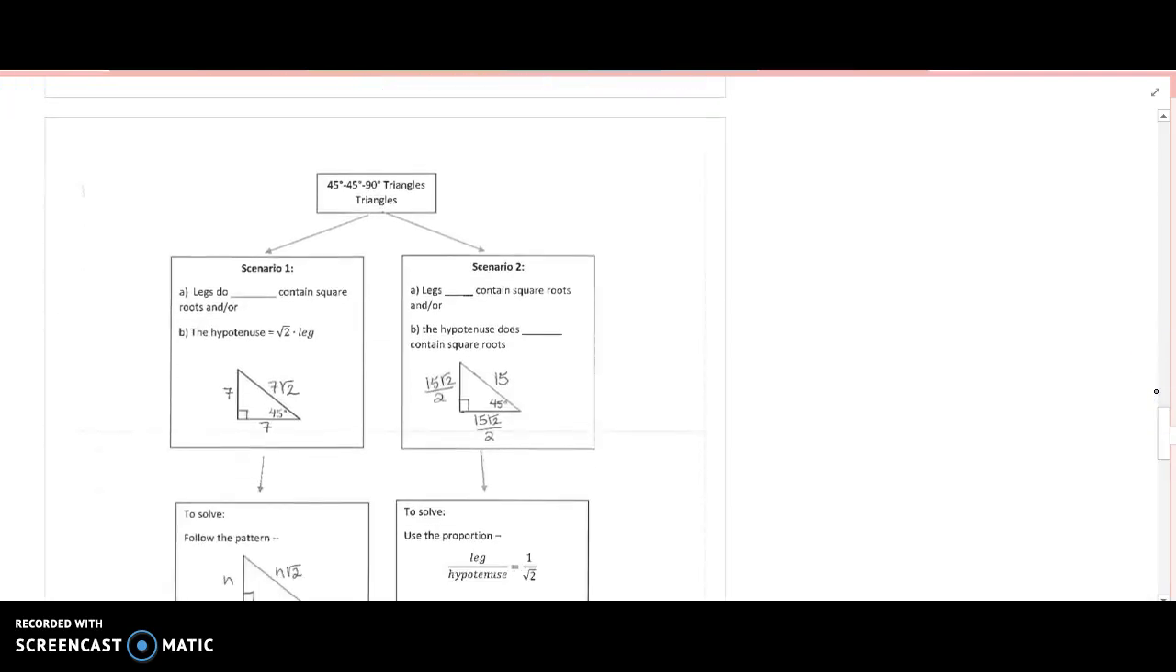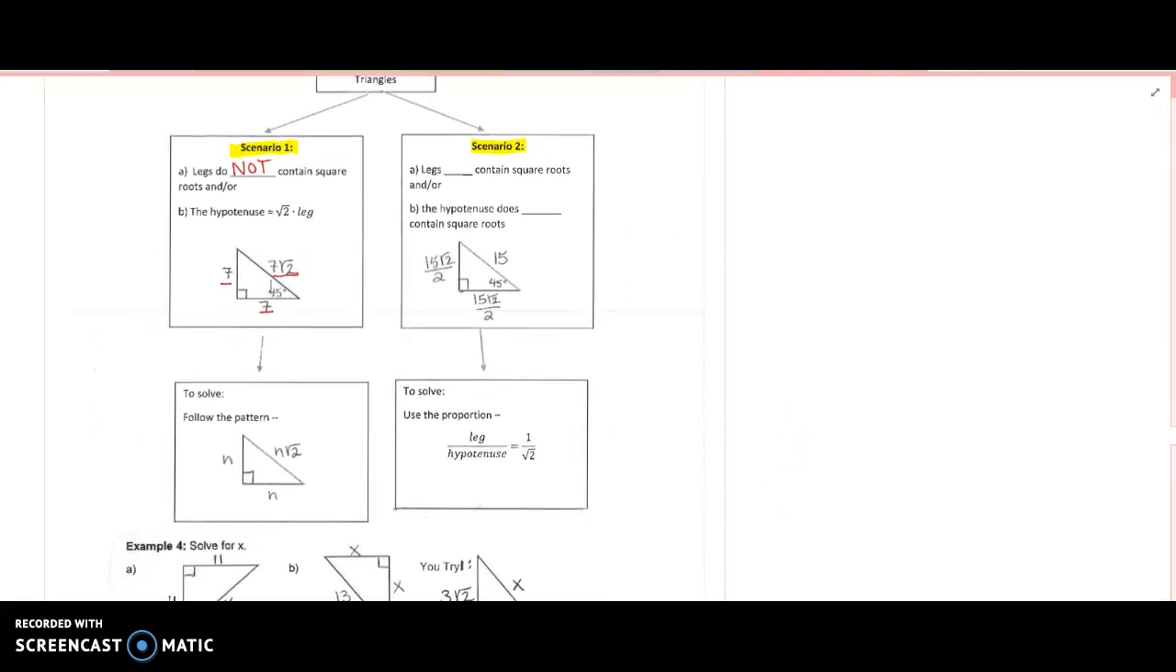Okay, so basically what we have found out is that there's two different scenarios. We've got scenario 1 and scenario 2. Scenario 1 is when the legs do not contain square roots. Or in other words, the legs are just some number, and then the hypotenuse is that number square root 2, when it follows the general pattern, when the hypotenuse is that square root 2 times the leg. So in that case, you just follow the pattern. If it's 8, you do 8, 8, 8 square root 2.